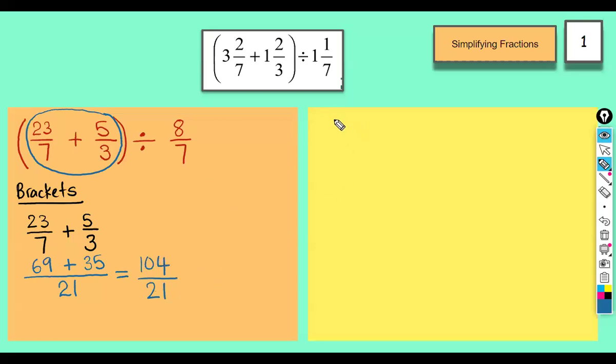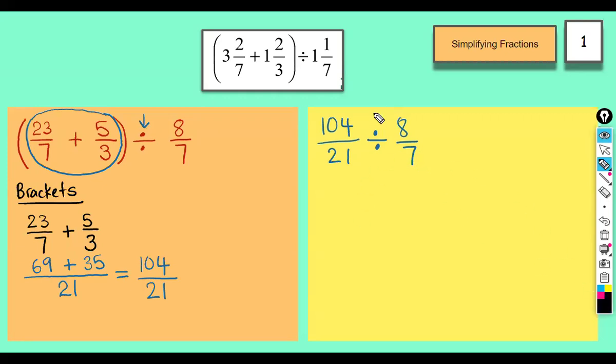So I'm running out of space here, so I'm going to go here. So here we have 104 on 21. But we still have to divide it by 8 over 7. Now, how would we do this in primary school? I like to use the word primary school, because we did this in primary school, and we're so lucky it comes back for high school.